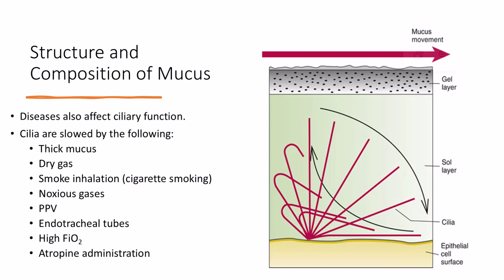In summary, these factors disrupt the mucociliary system by altering mucus viscosity, damaging cilia, or reducing mucus production, leading to impaired clearance, increased infection risk, and compromised respiratory function. Managing these effects often involves humidification, reducing exposure to irritants, and supporting mucociliary clearance through bronchial hygiene therapies or mucolytic agents.